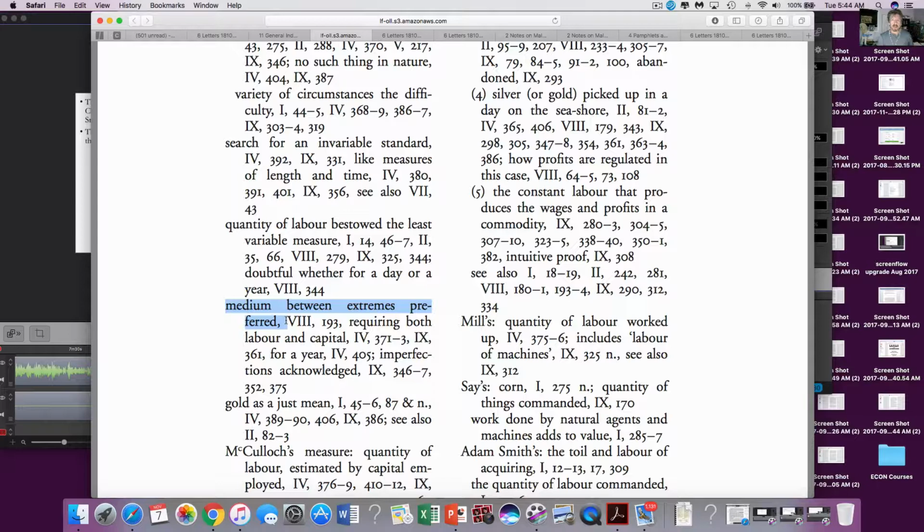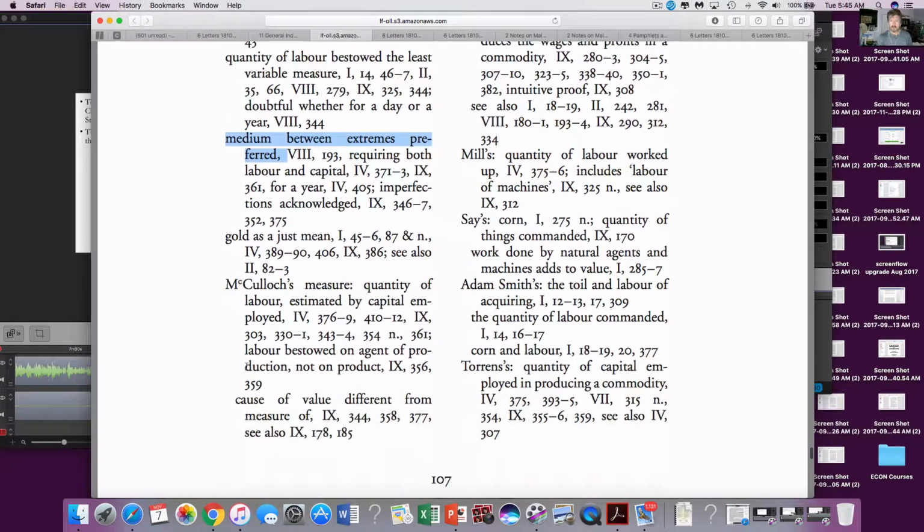Here you get the idea of a just mean, that the invariable measure is going to be a just mean. Sraffa is going to come back to this question about the invariable measure as being a just mean, and he uses that with respect to the idea of the watershed proportion between surplus and deficit industries in his Production of Commodities in chapter 3. I'll come back to that in a subsequent lecture, but the idea of the median between two extremes is very important. Gold as a just mean.